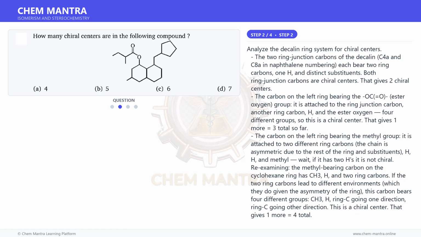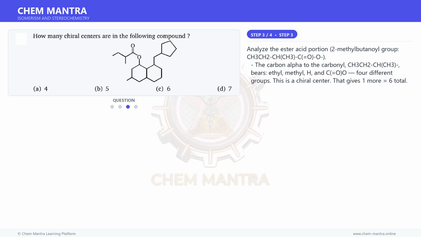The carbon bearing the CH2 cyclopentyl group on the right ring has H, CH2 cyclopentyl, and 2 ring carbons in different environments. This is a chiral center. That gives 1 more, equal to 5 total. Moving on to the next step.